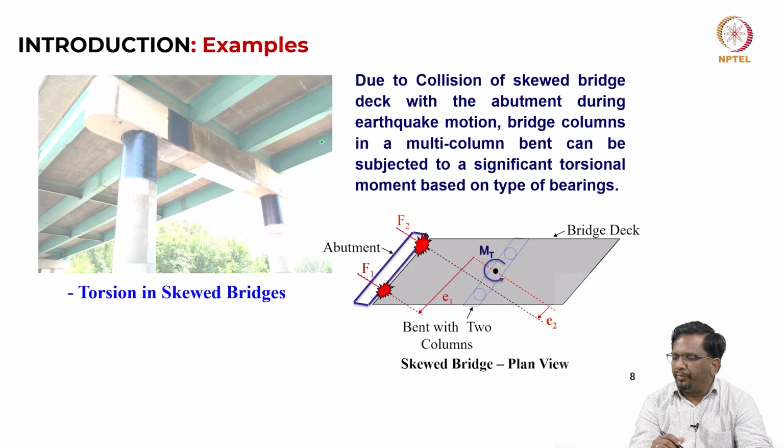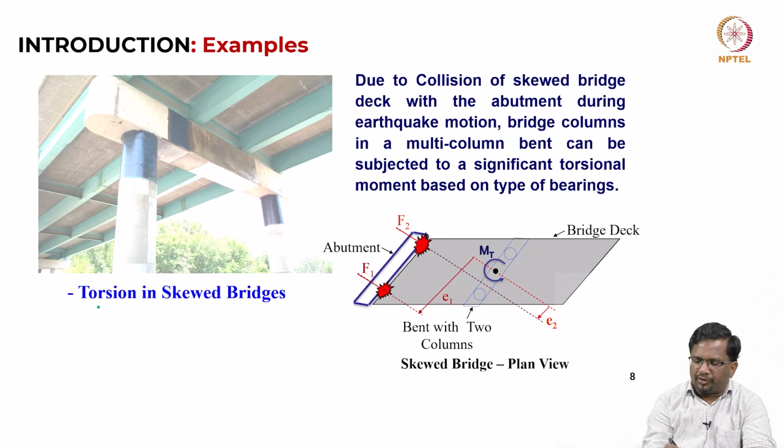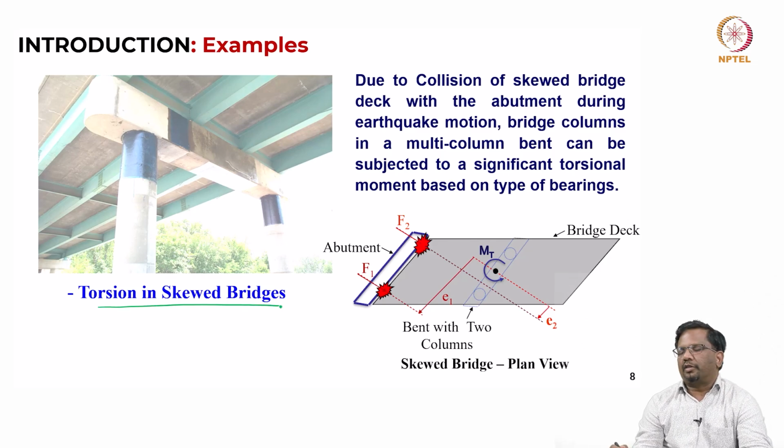There is one more example we can see, that of a skewed bridge. Okay. Now during an earthquake motion, what can happen is the deck can actually collide like this and create these forces on the abutment. Depending upon the type of bearings that you have and the skewness of the bridge, there will be an eccentric force developed with respect to the center of rigidity of the column bent.